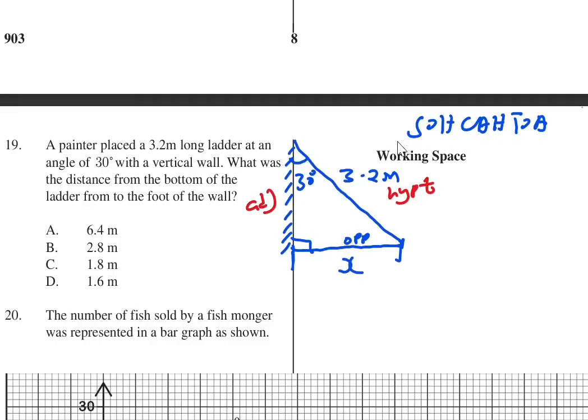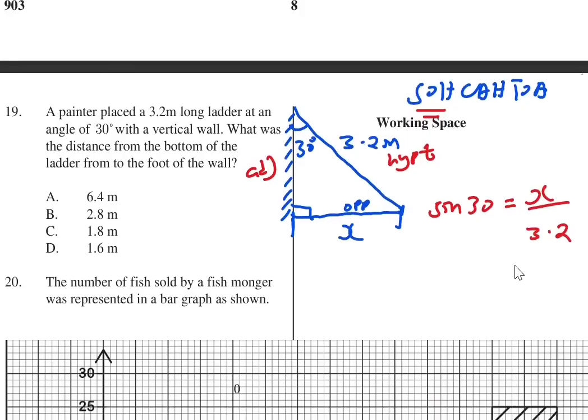Kwanza tujue SOHCAHTOA. S is for sine, sine is equal to opposite of hypotenuse. C is for cos, adjacent of hypotenuse. T is for tan, opposite of adjacent. So yenye iko na opposite na hypotenuse, O na H ni sine. So utasema aje? Sine 30 degrees, the angle is 30. So sine 30 degrees is equal to opposite yake, which is x, of hypotenuse which is 3.2.